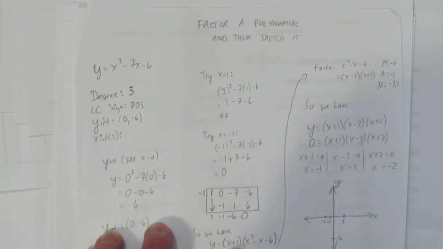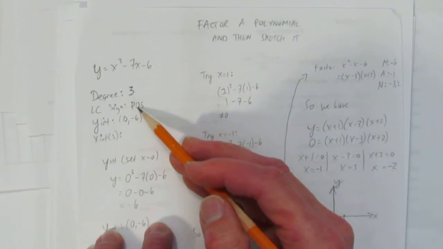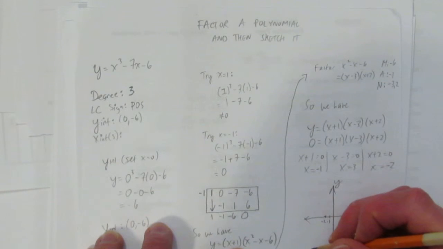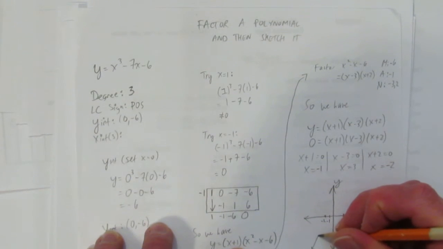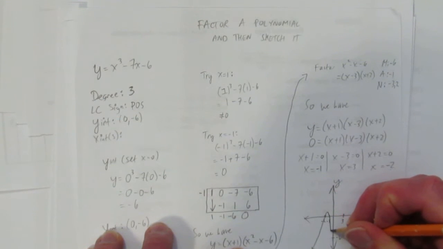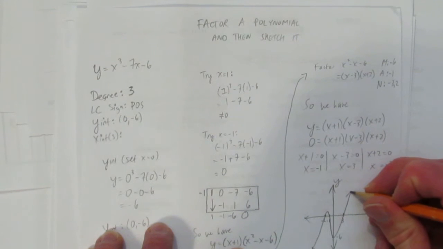You should watch a video on cubics if you don't know what this shape will look like, but all cubics that are positive will start here in quadrant 3. It'll go up through that zero, then come back down through the next zero, and it's got to hit that y-intercept, and then come back up through the last zero.